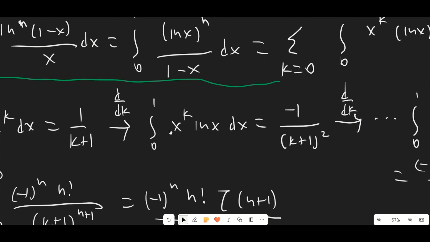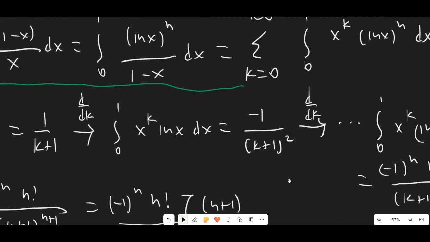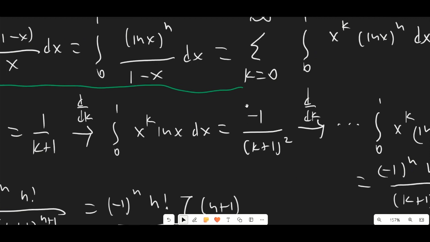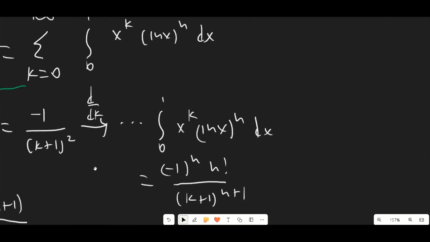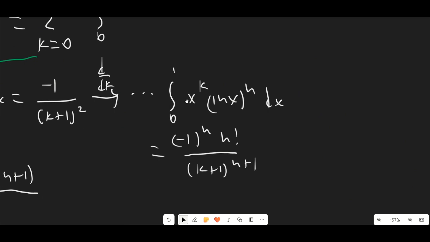And we can repeat this process n times, differentiating n times, and eventually what you're going to end up with is just a nice little recurrence relation, and you're going to end up with the integral from 0 to 1 of x to the k times ln x all raised to the n power dx is going to be negative 1 to the n times n factorial over k plus 1 to the n plus 1.